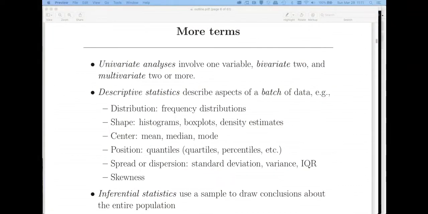Welcome back. We are in the middle of our discussion of descriptive statistics. So descriptive statistics describe a batch of data. In the previous video, we talked about frequency distributions, which I think of as a very detailed summary of all the values in our distribution. And then we talked about the shape of the distribution through histograms.